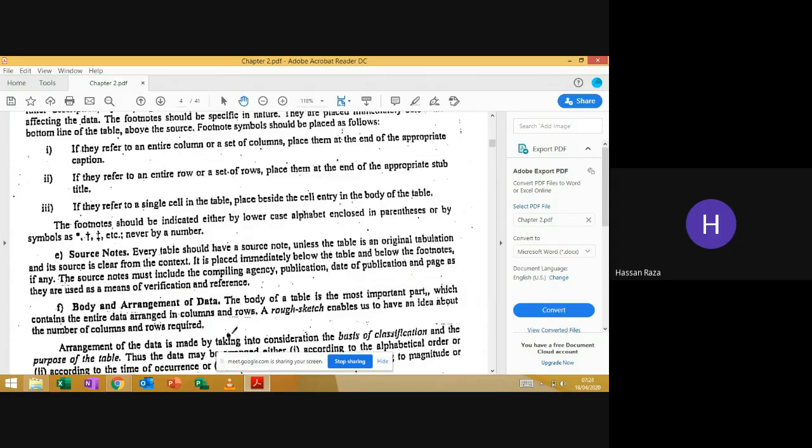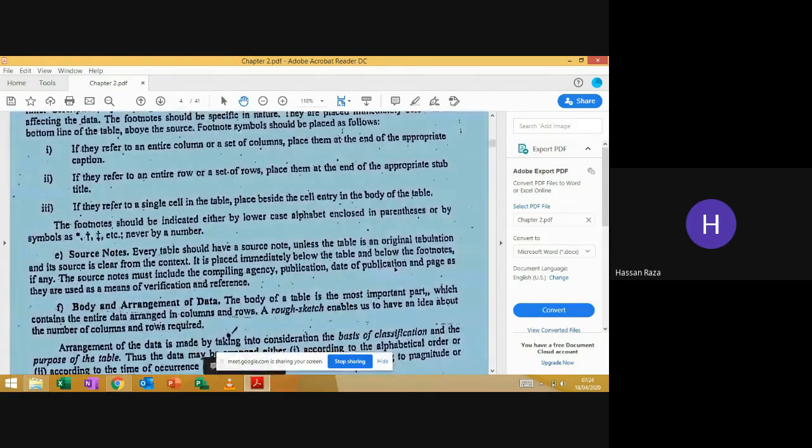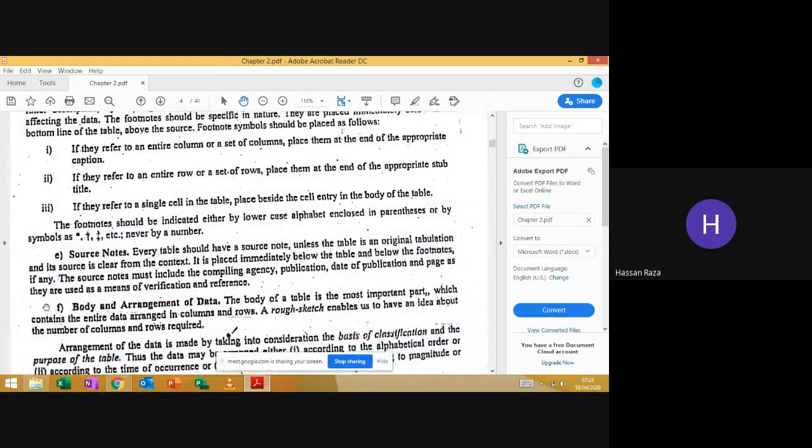if any. कि जो हमारा footnote होगा, अगर footnote नहीं है तो table के नीचे है, फिर table के साथ footnote attach कर footnote के बाद हम source notes को add करेंगे. The source notes must include the compiling agency, date of publication, page, as they are used as a means of verification and reference.